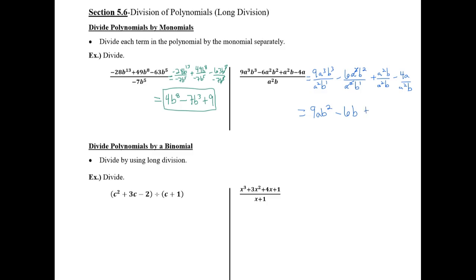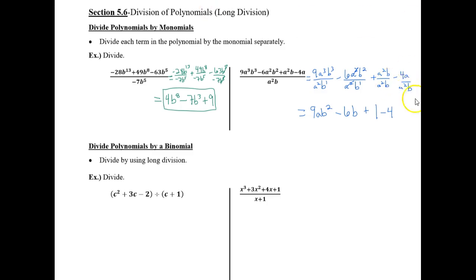Plus a squared b divided by a squared b. Well, anything divided by itself is just 1. And then minus 4 divided by 1 is 4. And now we have a squared in the denominator. So a divided by a squared, where a squared is in the denominator. So we have more things in the denominator than we do in the numerator.